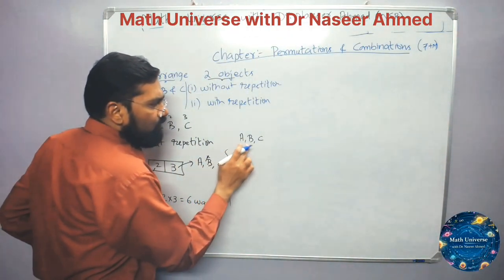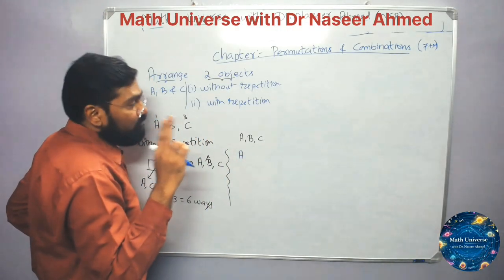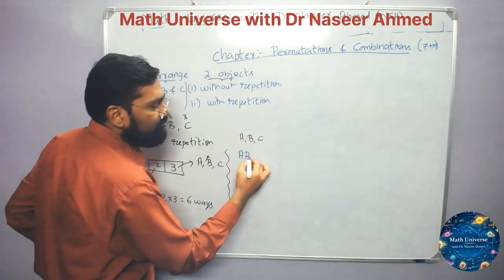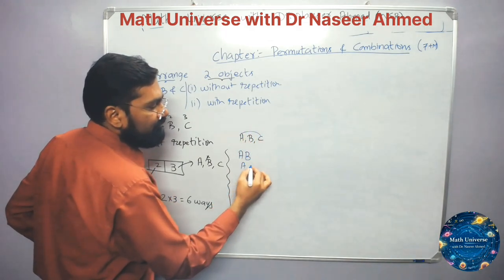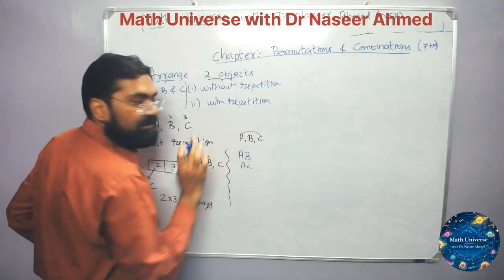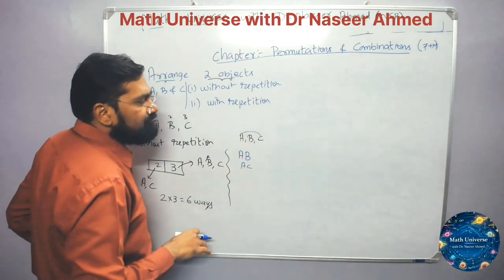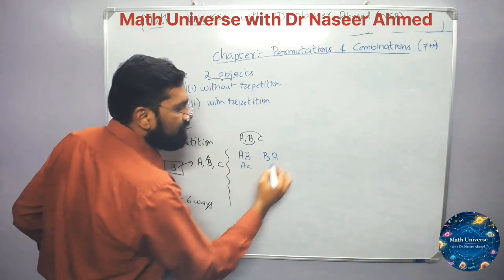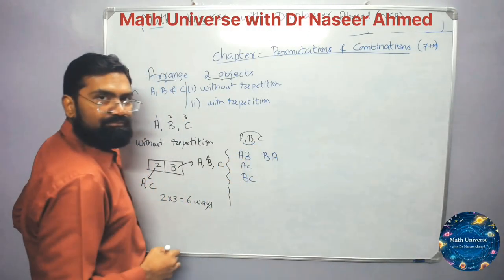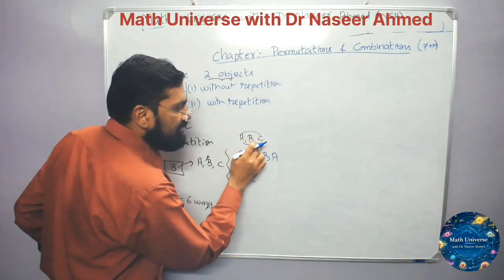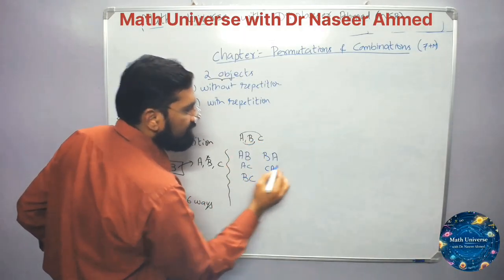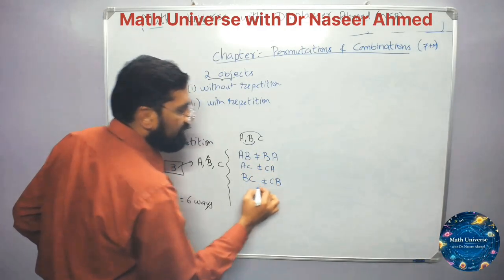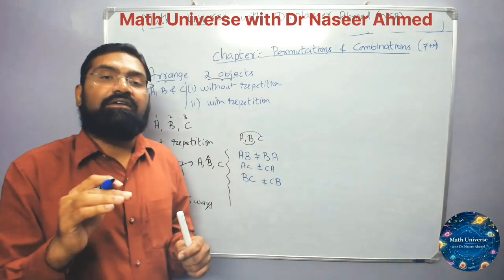So out of this, any 2 objects we have to take. So let us fix A. I can arrange with A: A, B or A, C. So with respect to A, arrangement done. Next, with respect to B, I can arrange B, A, or B, C. Now with respect to C, I can arrange C, A, then C, B. And one thing is very clear, these are not equal. In arrangement, they are different.